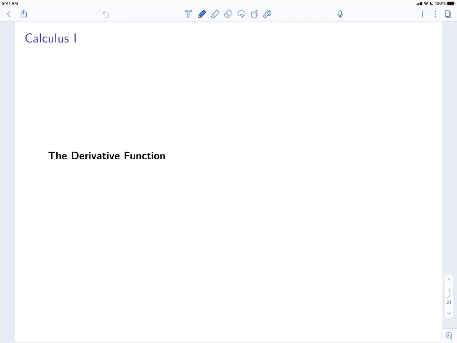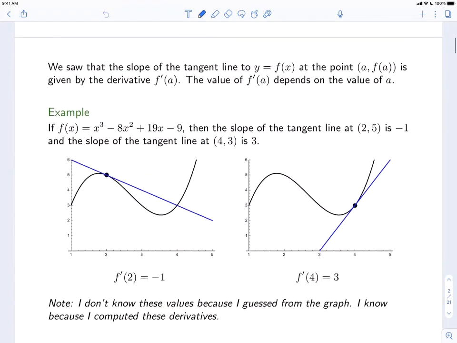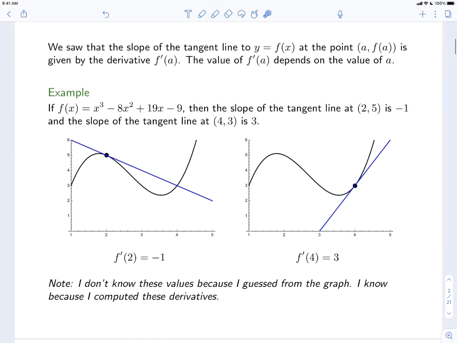In this video, we'll talk about the derivative as a function. We saw that the slope of a tangent line to a curve, y equals f of x, at a point on the curve is given by the derivative, which we call f prime of a. The value of f prime of a depends on which a you're looking at.